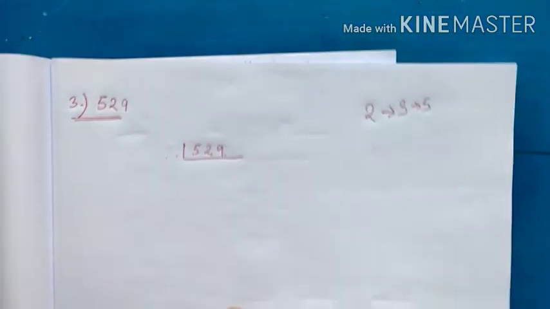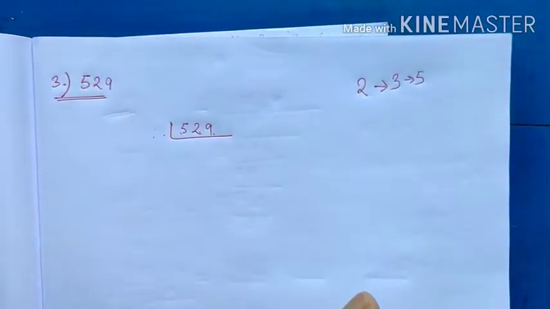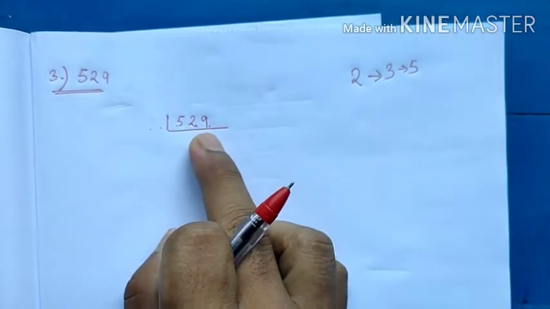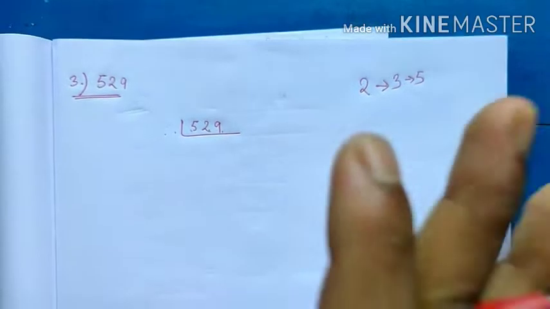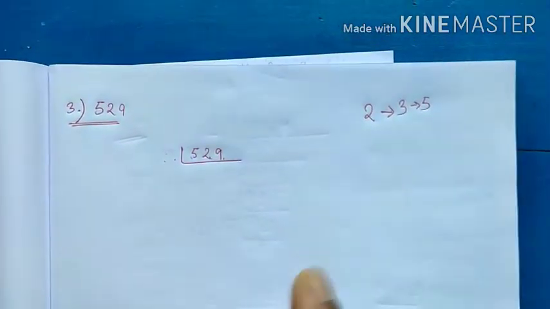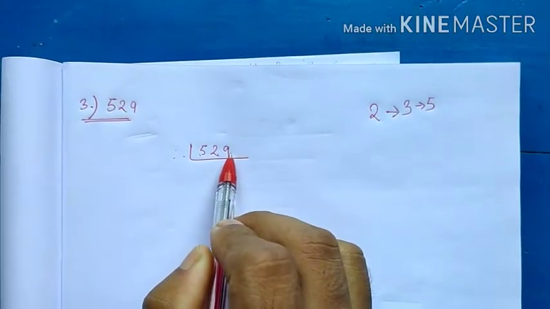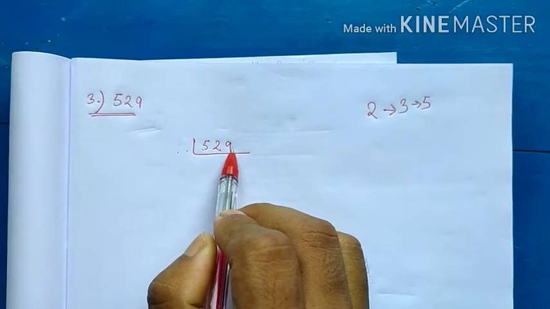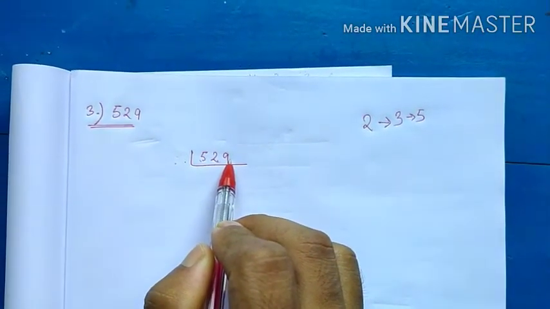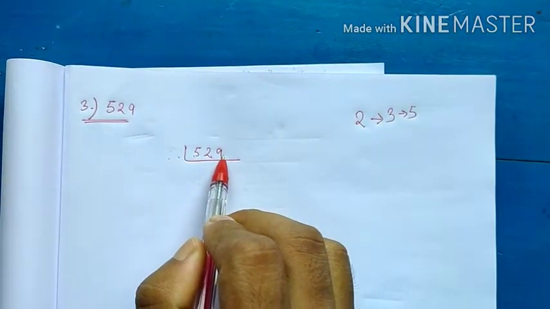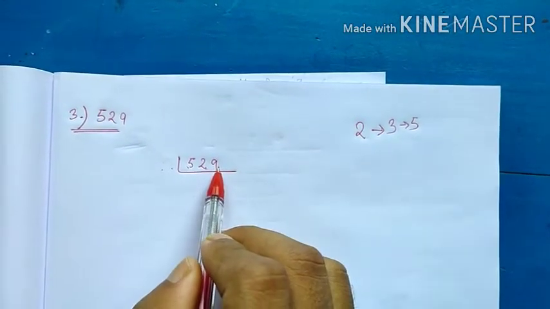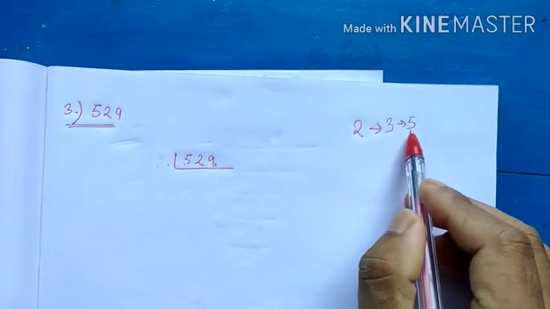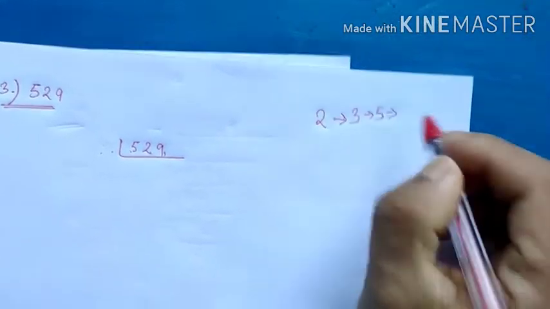Okay, so listen carefully, everyone. Whenever a number is to be divisible by 5, the digit in the units place must always be 0 or 5. But is it 0 or 5 here? No, so it will not be divisible by 5. Okay, and now we have to continue on.